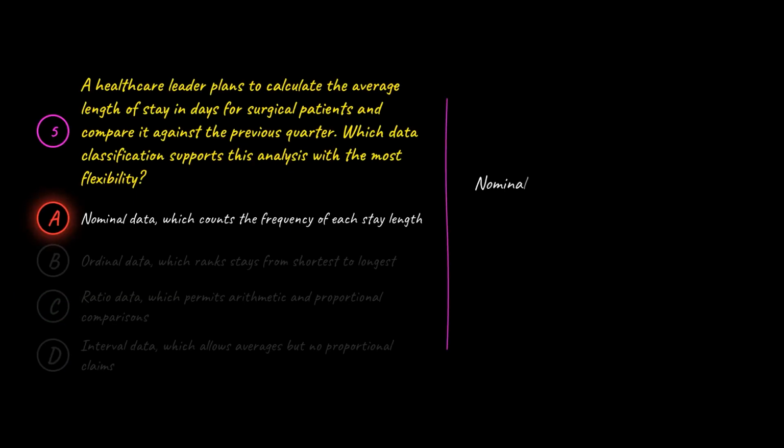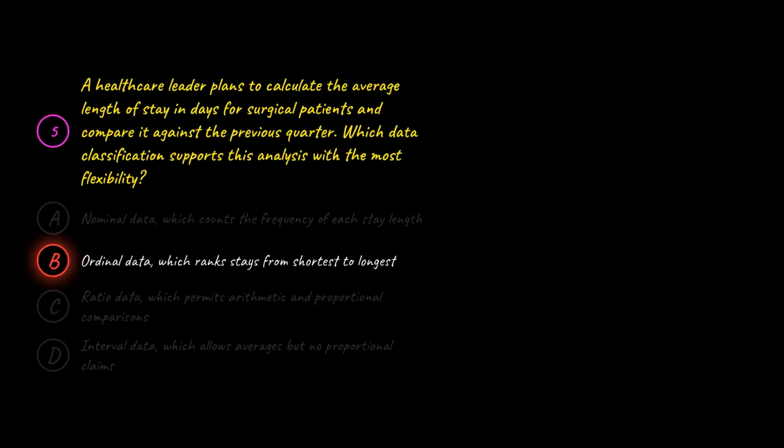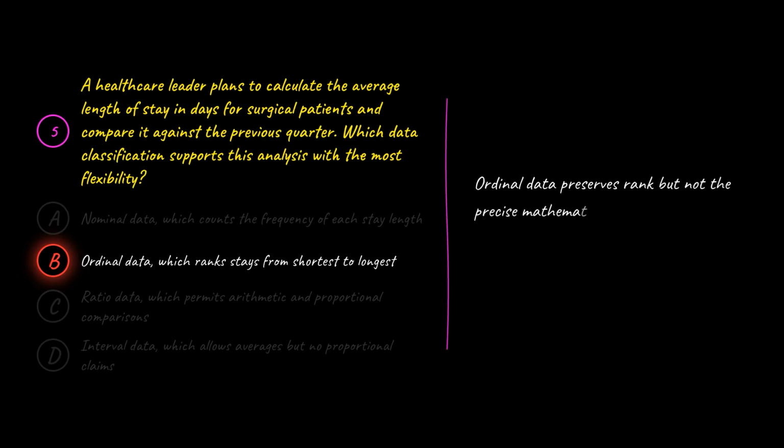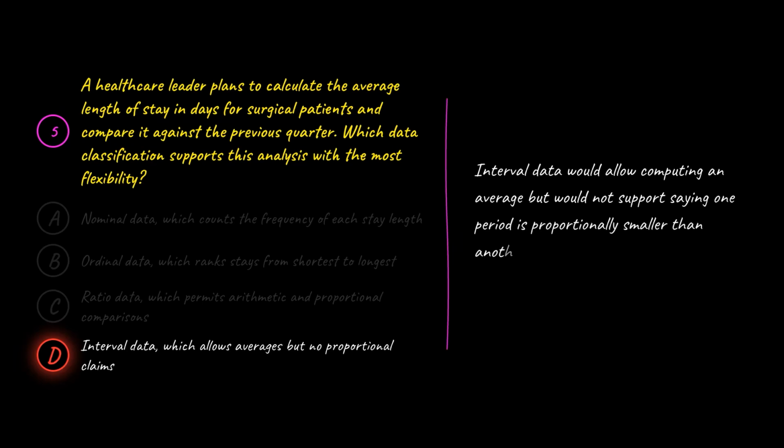A is wrong because nominal data only supports counting frequencies of categories. Averaging stay length requires quantitative operations that nominal data does not permit. B is wrong because ordinal data preserves rank, but not the precise mathematical distance between values. Averages calculated on rank alone are statistically unreliable. D is wrong because interval data would allow computing an average but would not support saying one period is proportionally smaller than another because there is no true zero anchor.